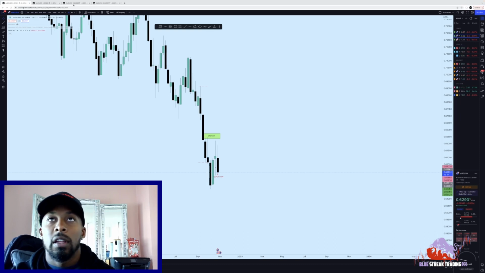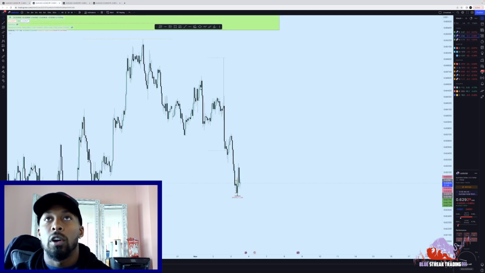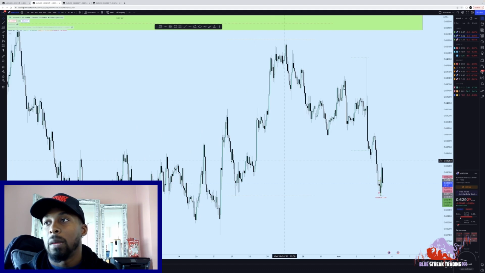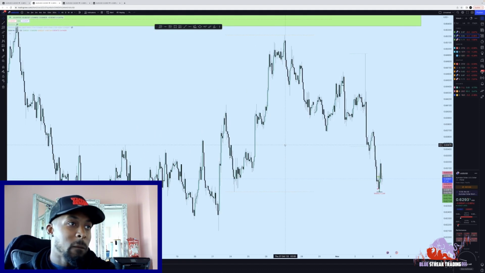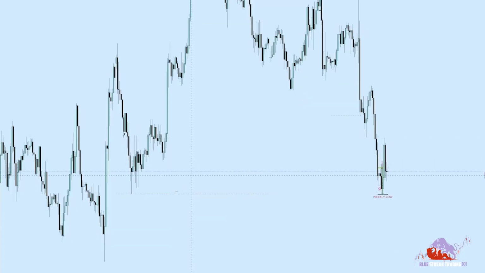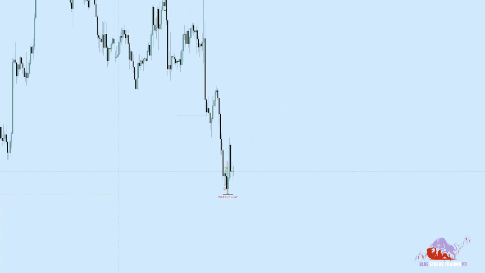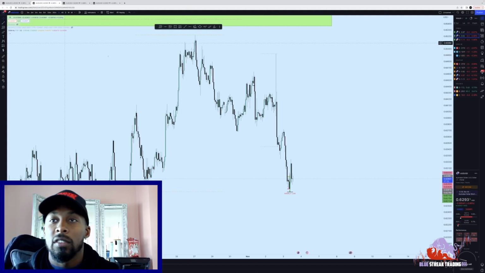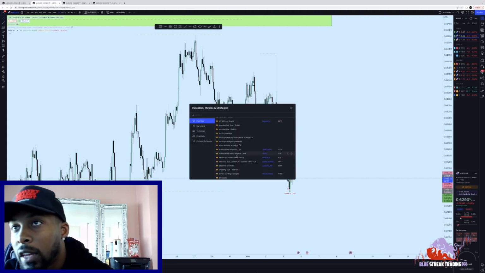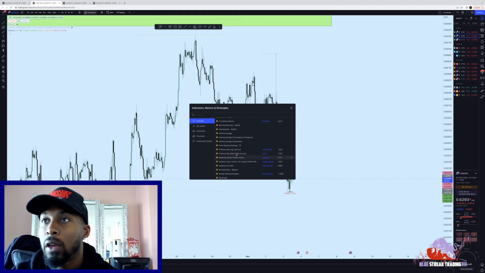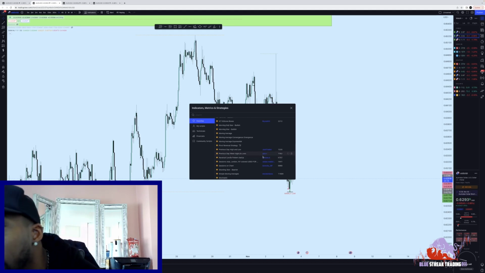So let me go down to the hour chart so you can get an idea of what made me take this trade. So I need you guys to focus right here, this area here. You see this orange dotted line? That's a weekly low. And I'm gonna show you guys the indicator that I use to tell me that that's a weekly low. This indicator is called Previous Day Week Highs and Lows by SBTNC.